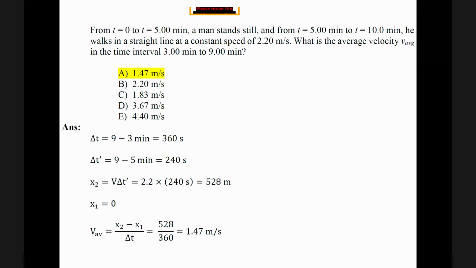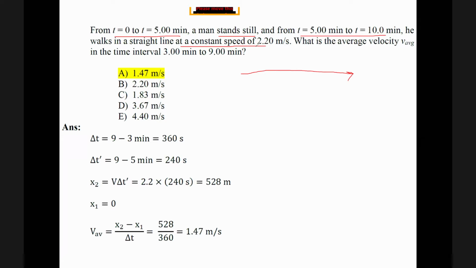Another important question. From t equals 0 to t equals 5 minutes, a man stands still. What does it mean stands still? He's stationary. And from t equals 5 to t equals 10, the man walks in a straight line, motion in one dimension, at a constant speed. So it's like a car in cruise control driving down a street, straight line, in the same direction. So what can we benefit from this information?